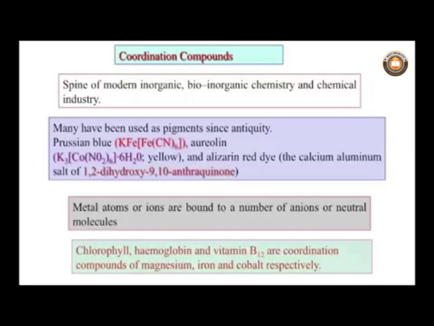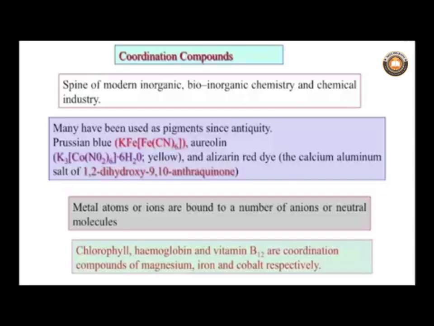Then we also see how these can be utilized for different pigments. This is also an application part. Prussian blue we all know, and aureolin is another compound, and then the alizarin red dye. These are the three examples, again taken from your CBSE book. So, what is this Prussian blue? Definitely this color is highly intense, and Prussian blue can be utilized as a paint.